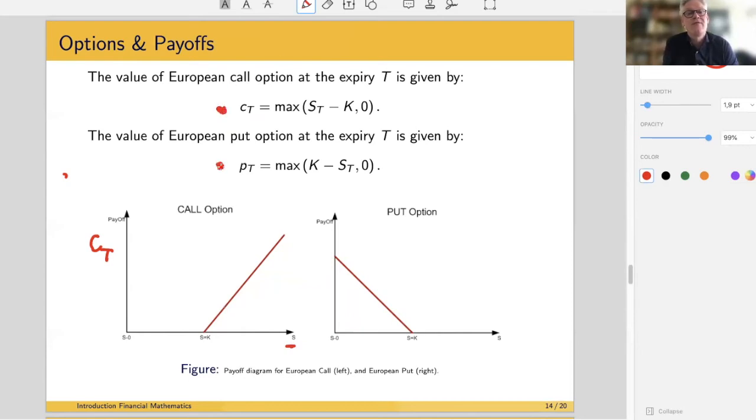And for the put, it's just the other way around. This is the put at final time. Then the put is linear from K to 0, K minus S, until it reaches S equal K, and then it's 0 afterwards. Like this. And like this.